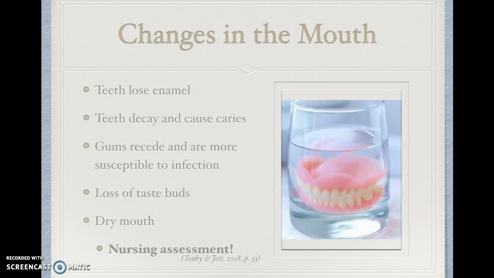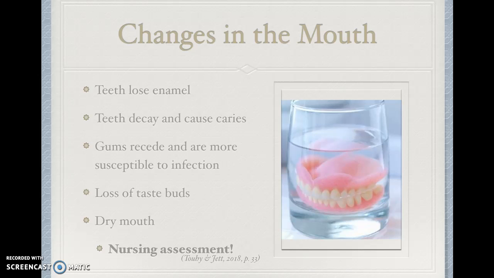Let's start with the mouth. As we age, our teeth lose enamel, which can cause the teeth to decay and cause caries. Caries are not considered a normal part of aging, but they are common. The gums can recede, causing the older adult to be more susceptible to infection like gingivitis. The older adult can also lose taste buds and develop dry mouth, which can lead to the older adult not having an appetite. Anorexia is not normal, but can be common in the elderly.